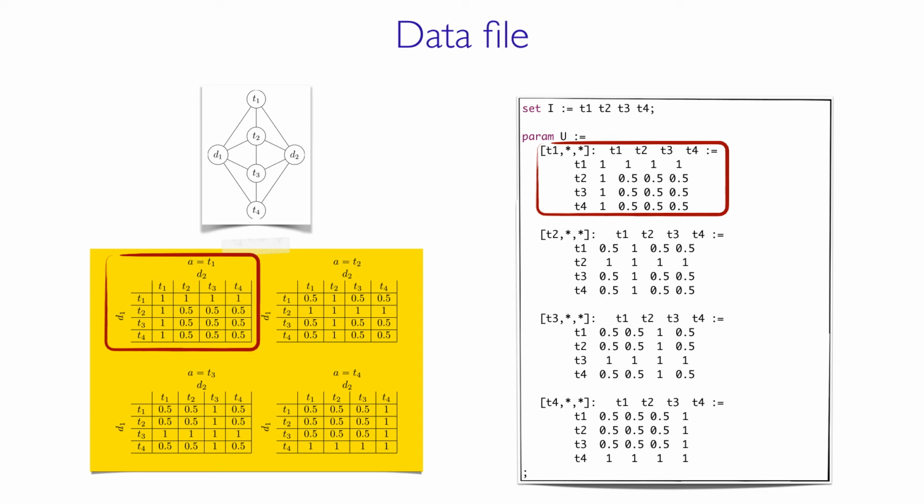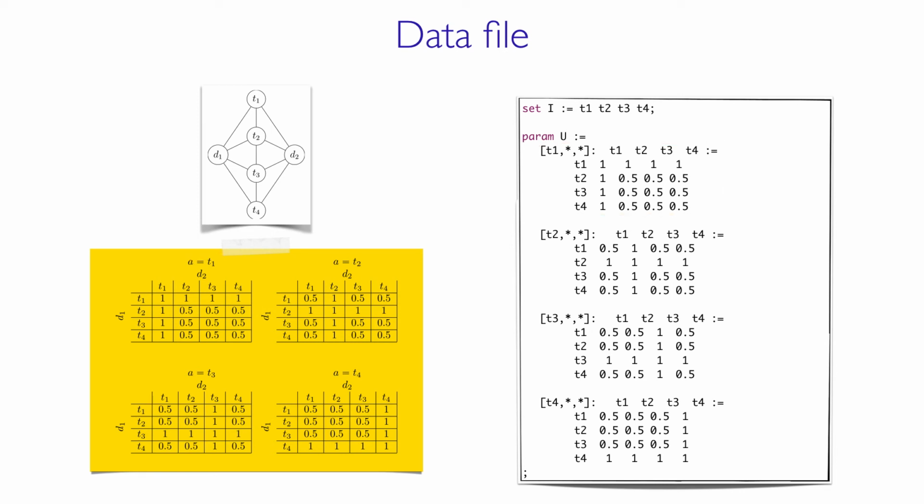For instance, the part in red corresponds to the case where the first index has value T1, according to our convention the case in which the attacker plays T1. The other parts correspond to the other values for the first index.